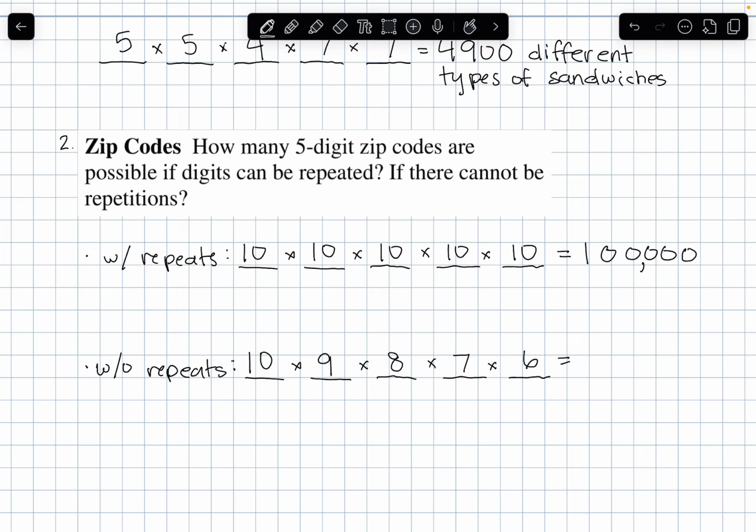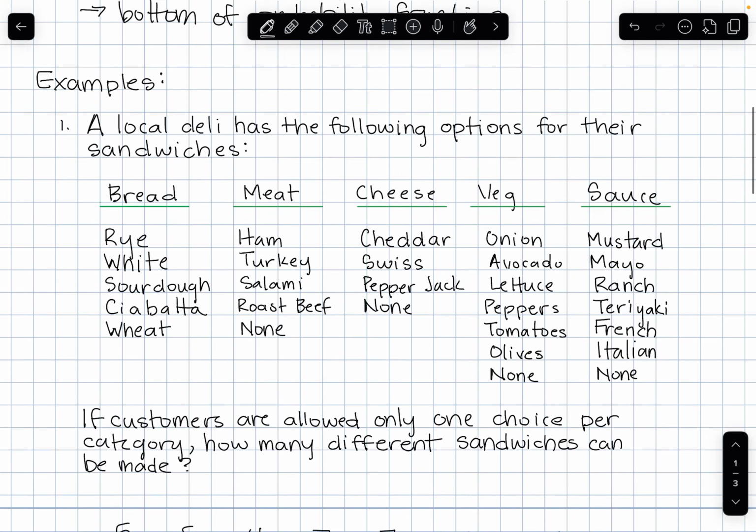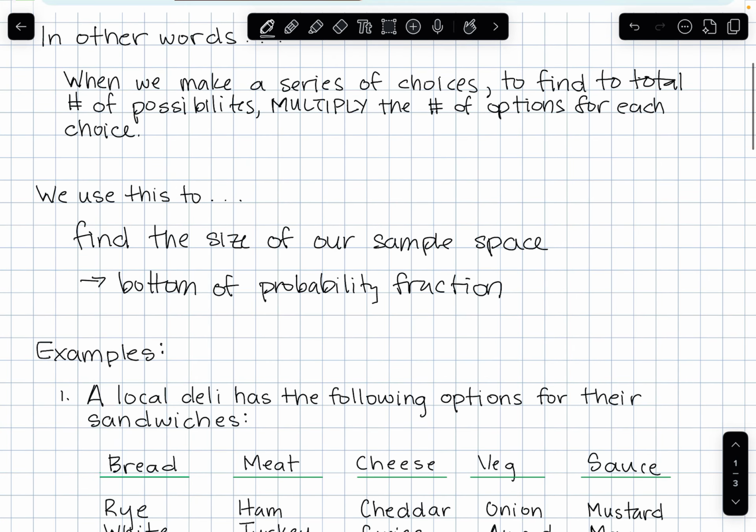When we multiply without repeats, we get 30,240. Which is much smaller. So generally, if you're not allowed to do repeats, your sample size is going to be smaller than if you can do repeats. All right, so that's it for the fundamental counting principle. Reminders that we're using this just to help us find sample space. So this is one step in the process to calculating probability.